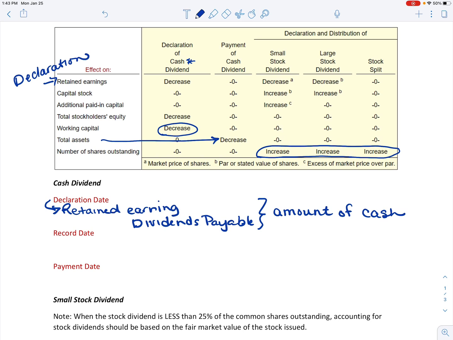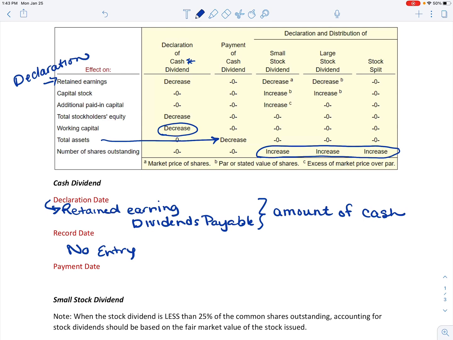So you can see again, when we declare is when we're going to hit that retained earnings. The only time I'm going to address the record date is just in this first one. Nothing happens at the record date. There's no entry that you need to do. What this says is that anybody who owns shares on this date, that's who's going to get this dividend.